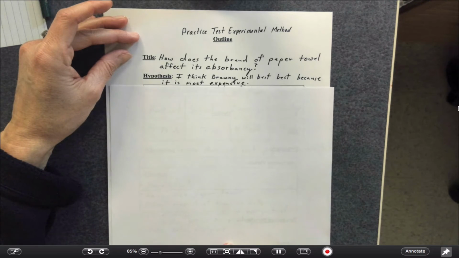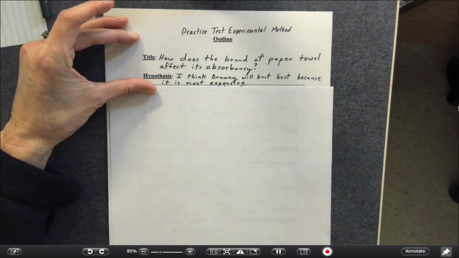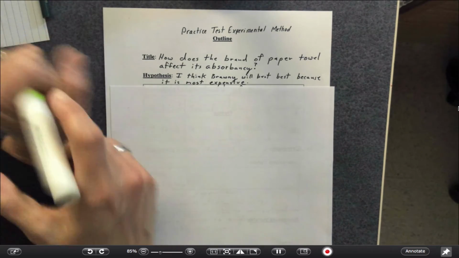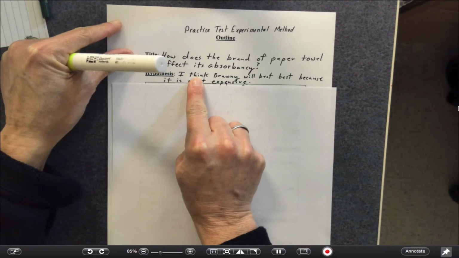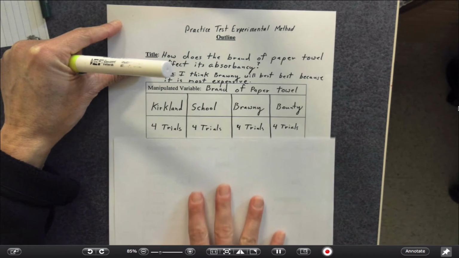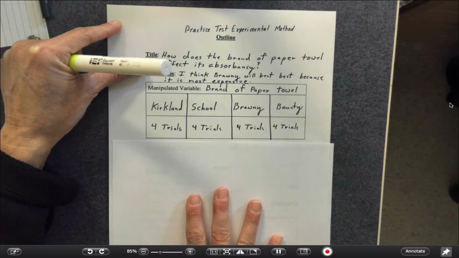Our hypothesis: I think that the Brawny will be best because it is the most expensive. We want to make sure that we have in there the "think" and then the "because" so that you can get full credit. Our manipulated variable was the brand of paper towel.